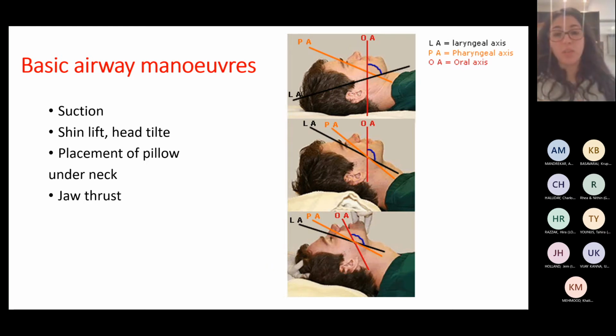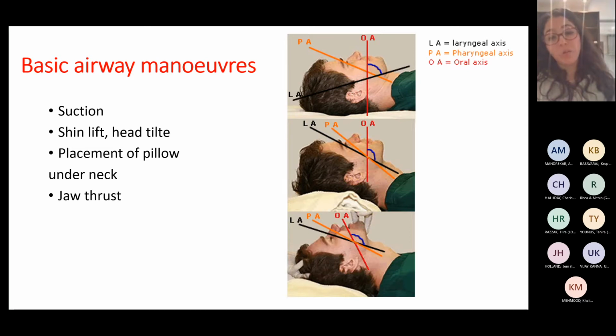First thing we can do, before doing the maneuvers, is open the mouth and see if the patient's mouth has any secretions or any foreign body. Either we can do suction or take out any foreign bodies if we can. Otherwise, if it's too risky, then we just don't do it. The second thing we can do is the famous chin lift and head tilt. This will help open the airways more.